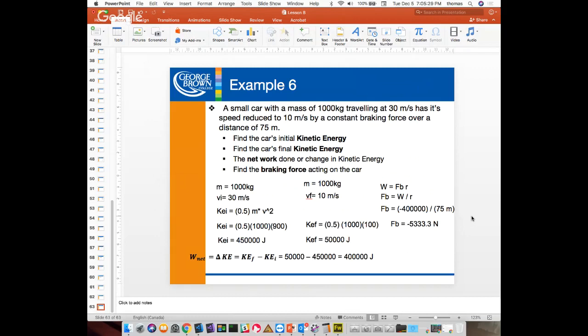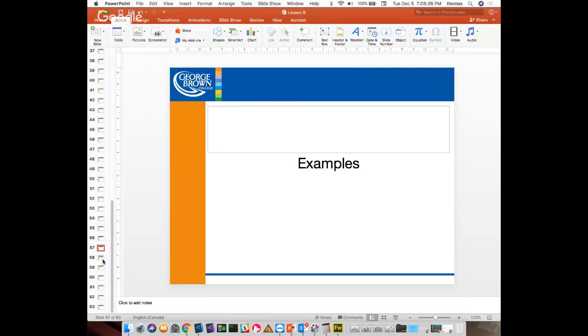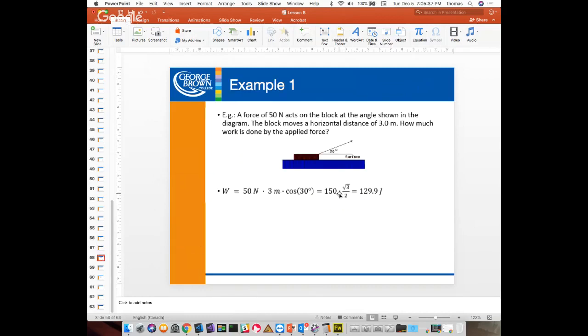We've talked about a few examples, and it's all work and kinetic energy today, and potential energy. We started out with this first example, which is what work is, which again is force over distance times the cosine of the angle at which you're applying the force. Any questions around this?